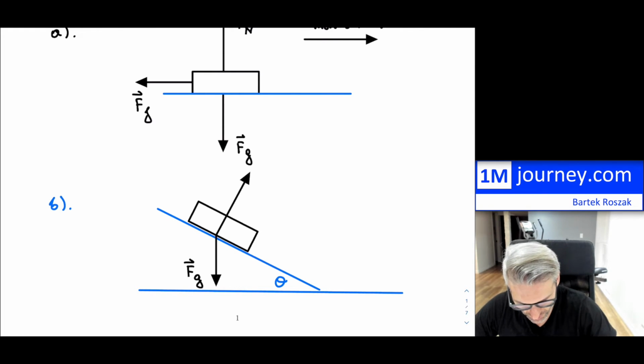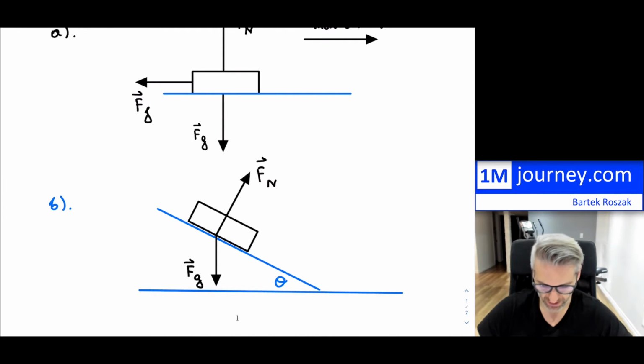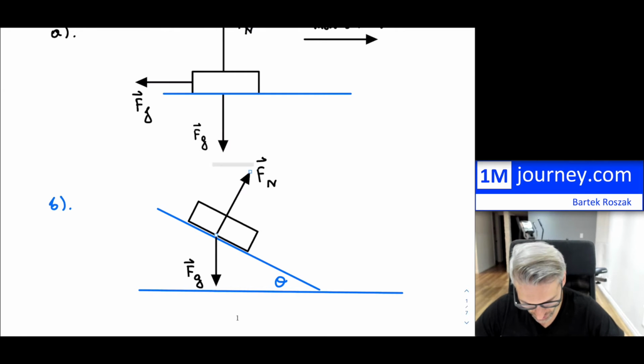And let me just switch this out of here. Oops. I'm going to shift this out so it doesn't block us. So this is going to be your force of normal. And again, it's perpendicular right there. So you can do that, or you can put it right on the box, like I'm going to do it right here.